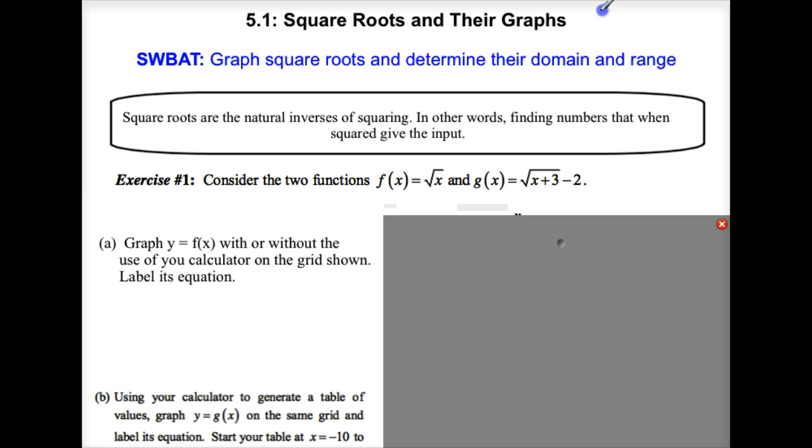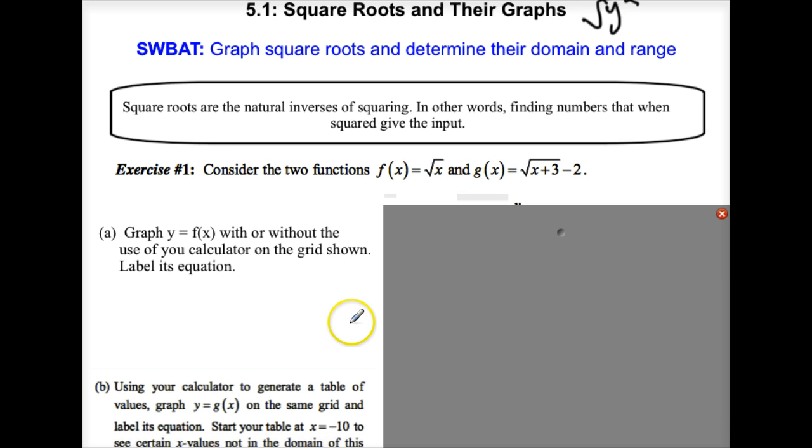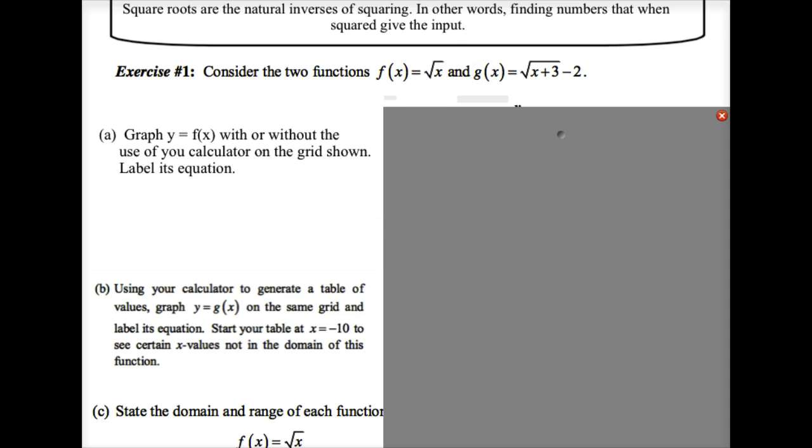So remember we talked about something like y squared. How do we get rid of that square? We need to take the square root, which cancels both of those off. So we're given two functions. f of x is equal to the square root of x, and g of x is the square root of x plus 3 minus 2.